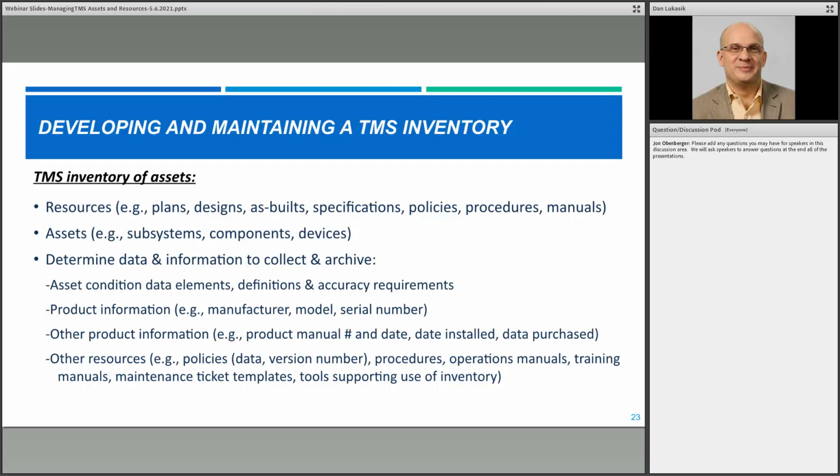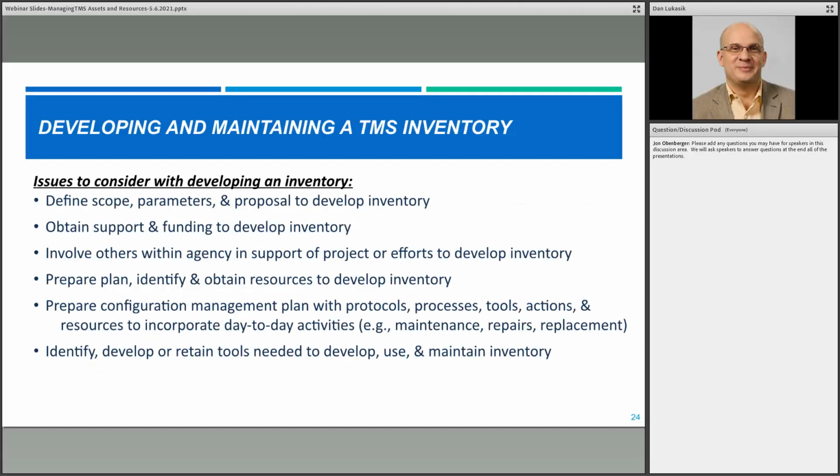And then other resources like policies, procedures, operating manuals, training manuals, trouble ticket systems. That can all be tools that can be used to help. For example, in your trouble ticket system, you might be able to glean that a particular device has failed many times, and that is information that we would definitely want to know.